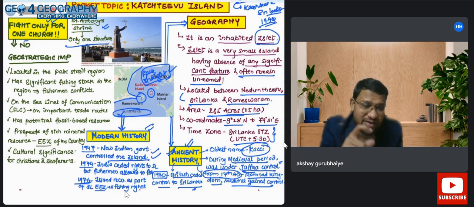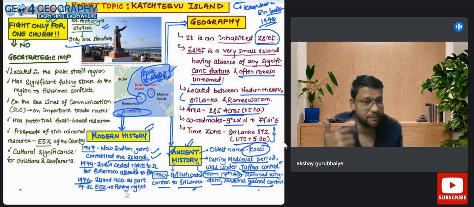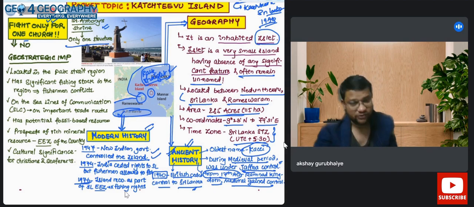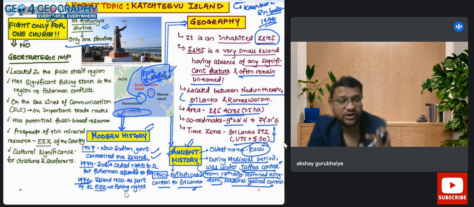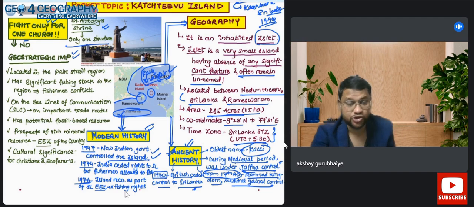What matters here is where it is exactly located and what kind of strategic purpose it is able to serve, or is serving in contemporary time. So this is not a matter of a single church, but rather of geostrategy. Now look at what geostrategic importance Kachativu Island is serving.